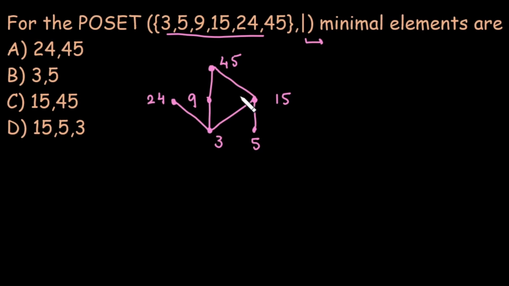Now we need to count the minimal elements. Minimal elements are always placed at the bottom. So here the minimal elements are 3 and 5. Hence option B is correct.